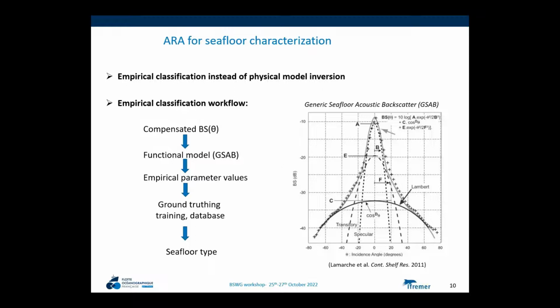So the workflow: we start from a compensated and calibrated backscatter. We fit our GSAB model and we extract some 4 to 6 parameters from this model, using some ground truthing and a training database to classify the seafloor. This is our standard workflow when we analyze the backscatter.